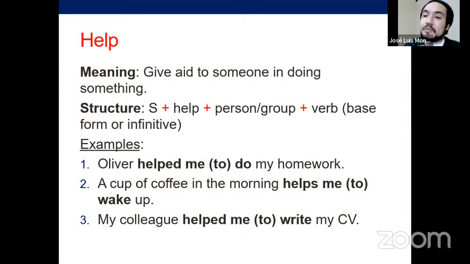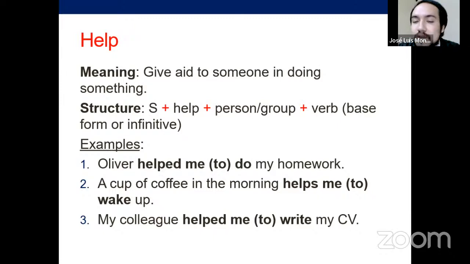It is good. And now help is also special, Gladys, because with help we have two options. You can use the base verb or you can use infinitive. But if you want a piece of advice, help is more natural when you use another person with the base verb. So you can say Oliver helped me to do my homework, correct? Or Oliver helped me do my homework, correct? Both are correct in this case. But my recommendation and what's more natural is to say do, only do, not to do. But again, in this case, both are correct.